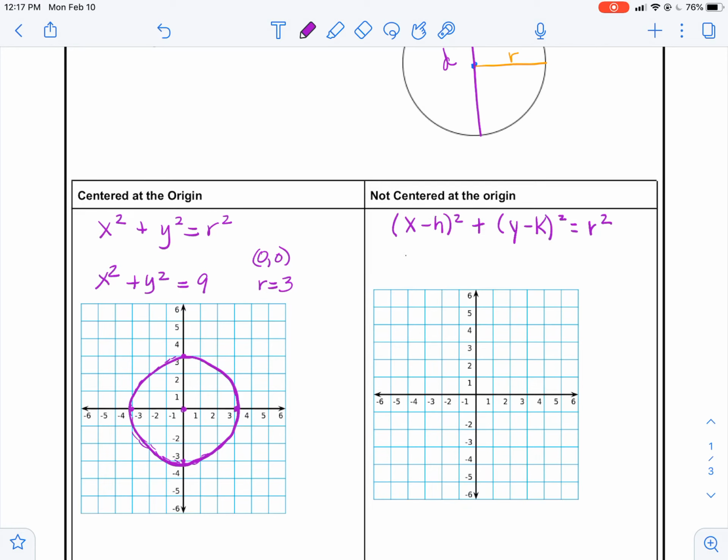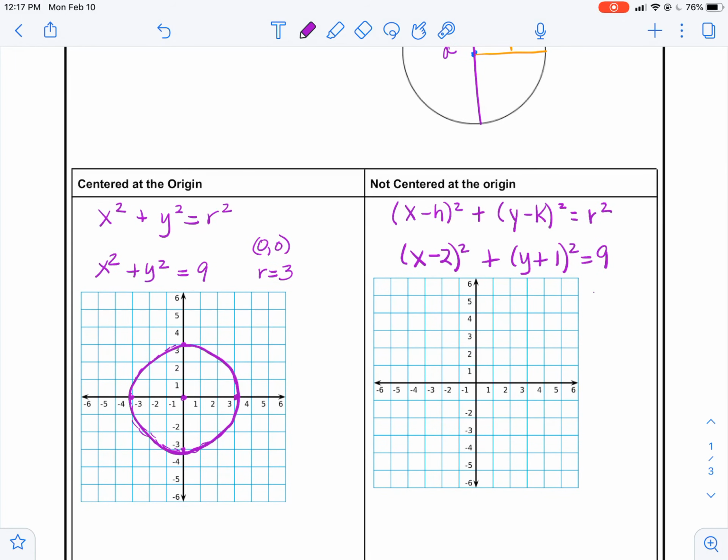An example of that is x minus 2 squared plus y plus 1 squared equals 9. What we're going to have on this one is a center at 2, negative 1. Remember that the formula has a negative in it, and it has a radius of 3. So we go to 2, negative 1, and from there I just do my radius of 3. I count over 3 to the right, up 3, left 3, and down 3.